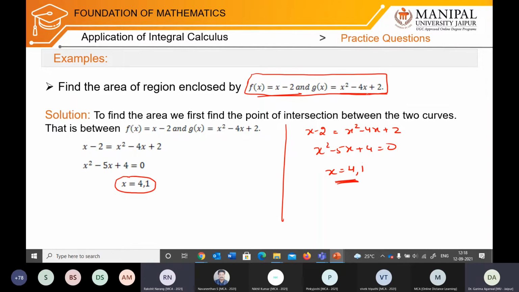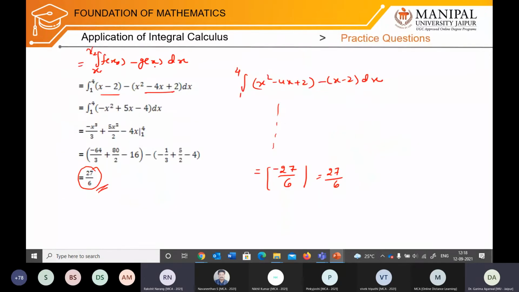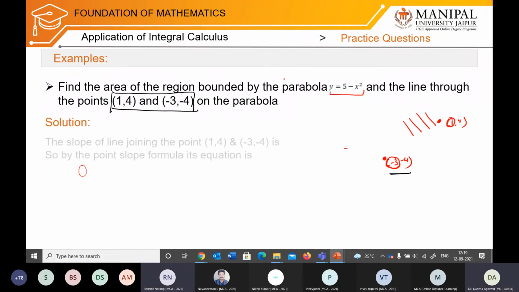Clear? Then I apply this formula: you can consider any function as fx, minus any other equation of the curve as gx. So integration of fx minus gx dx, and the limit of x will be 1 to 4. You can take it in the reverse order as well, this term as fx and this term as gx. This concept is clear. Now consider this question also.